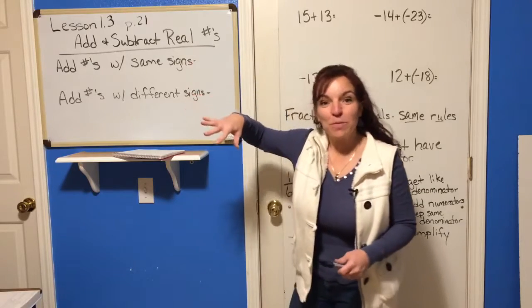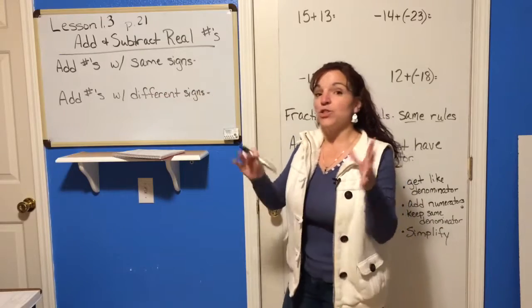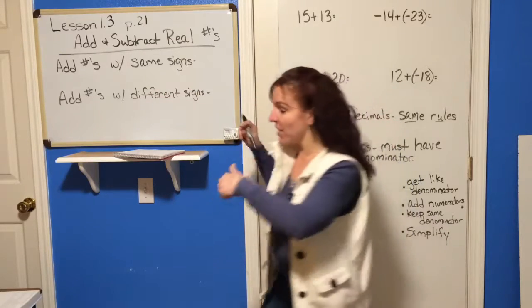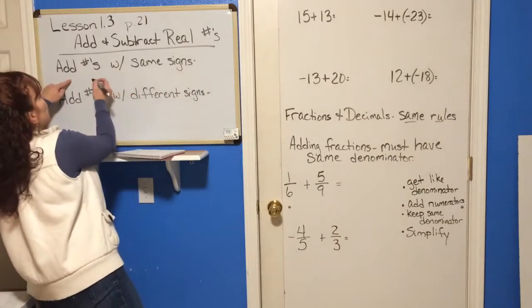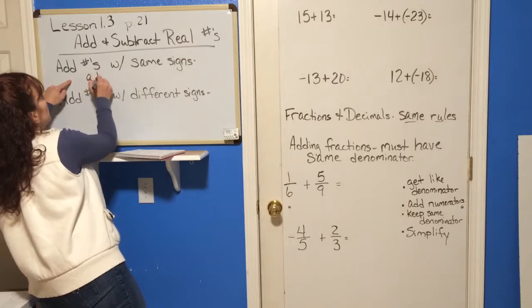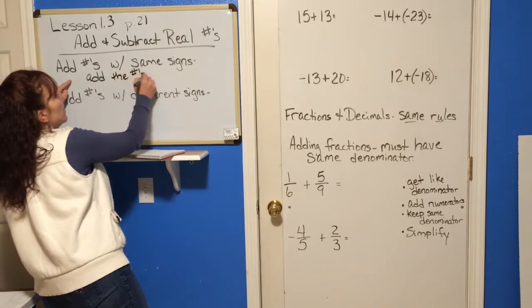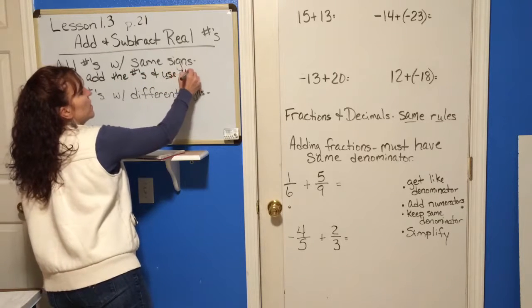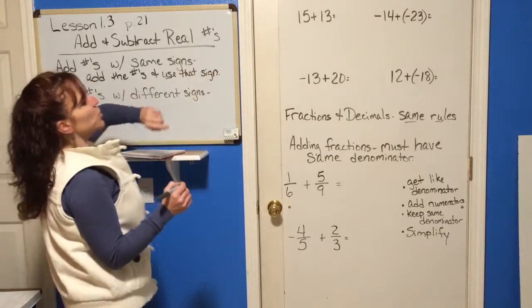The first thing you need to remember is that when you're adding numbers with the same signs, you're simply going to add the numbers together and use that sign. So get your notes out and write it in here and put a big star on it because I want you to remember this. Add the numbers and use that sign.